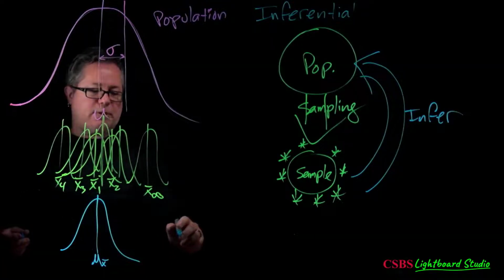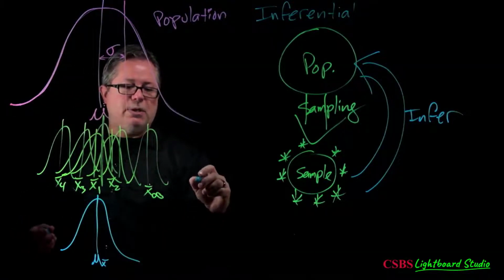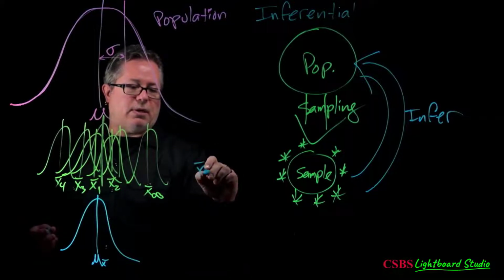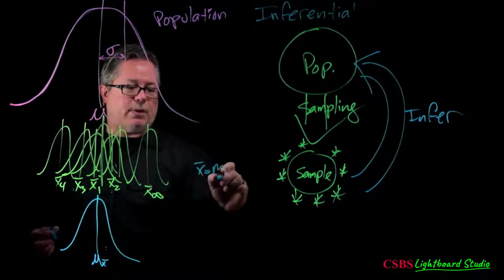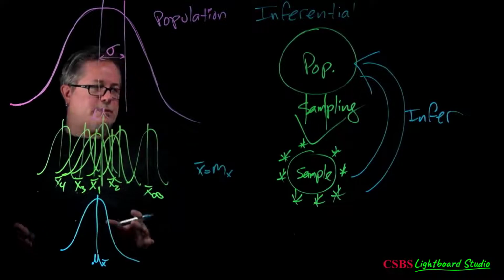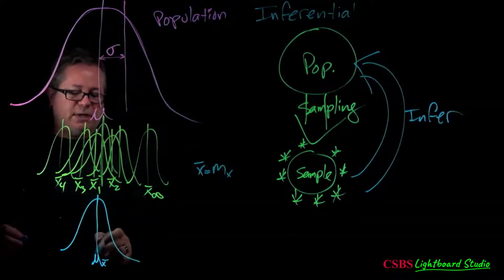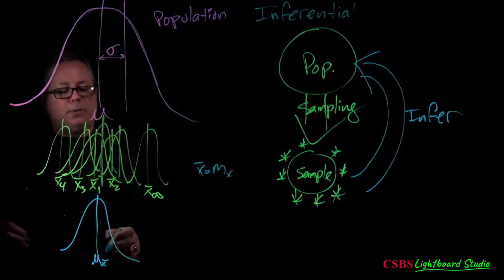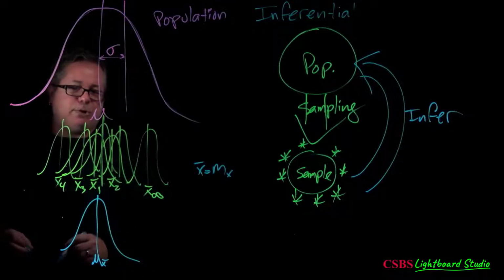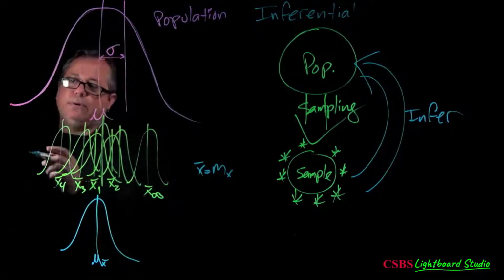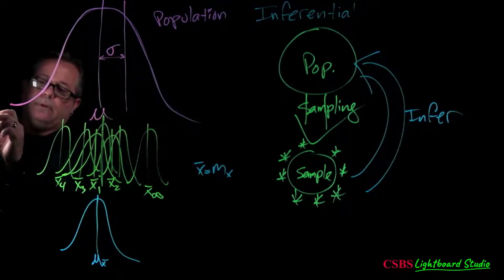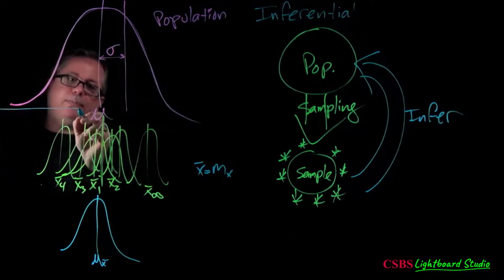You may see this also as I'm using x bar, but x bar and m are the same thing, or m of x are the same thing. So you may have seen this as mu sub m, which is referring to the mean of the sampling distribution. So there's layers here. You have the population sort of above this line, right?